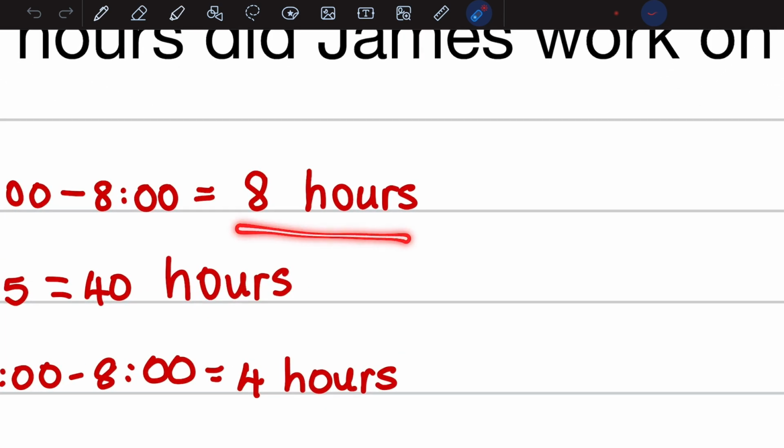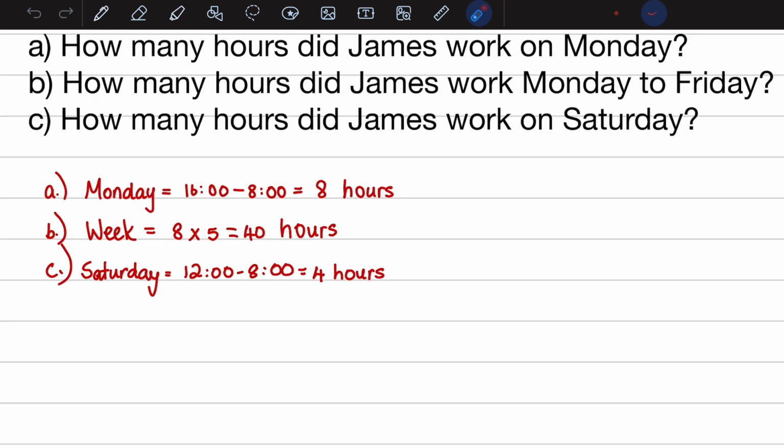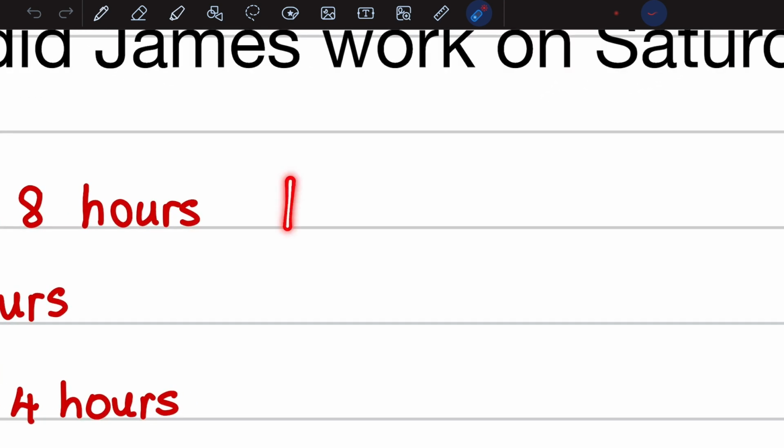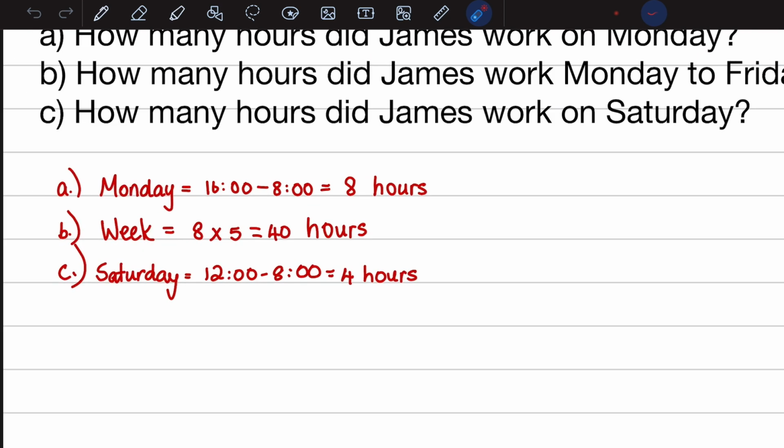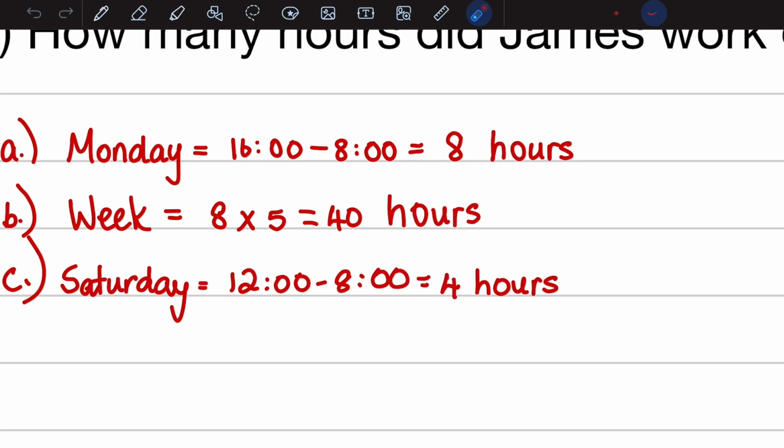Now we can also check it as, if we start at 8 a.m., we can count 8 to 9, 9 to 10, 10 to 11, 12, 1, 2, 3, 4. So we can count it on our hands, we can tally it. So that's 8 hours on one weekday. So 5 weekdays will be 8 hours multiplied by 5, which is 40 hours.